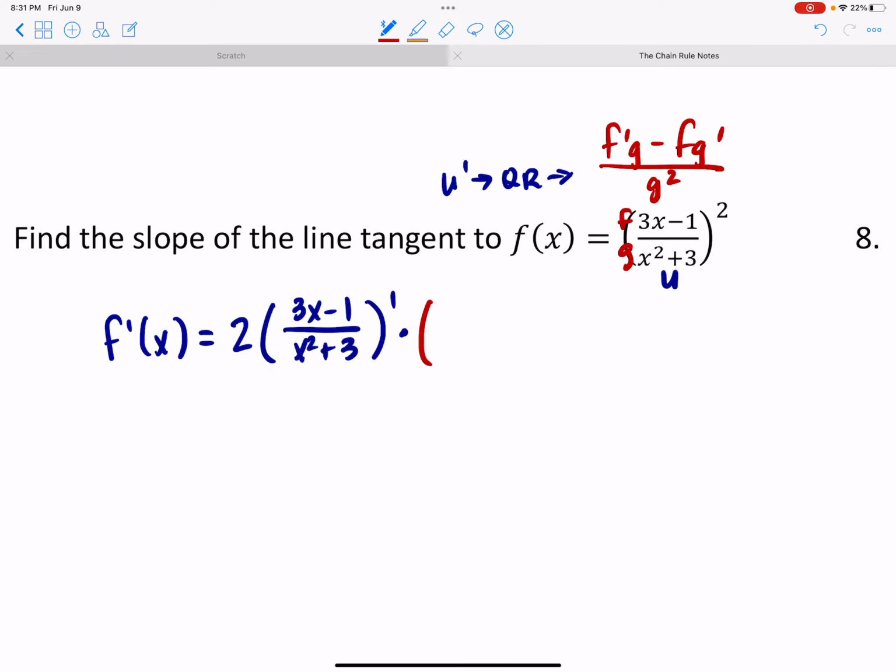So let's do it. We're going to do f prime first, so the derivative here would just be 3, multiplied by the denominator there, which is x squared plus 3. Then we're going to subtract f, which is 3x minus 1, multiplied by g prime, that's going to be 2x. And then we're going to divide by g squared, so (x squared plus 3) squared.